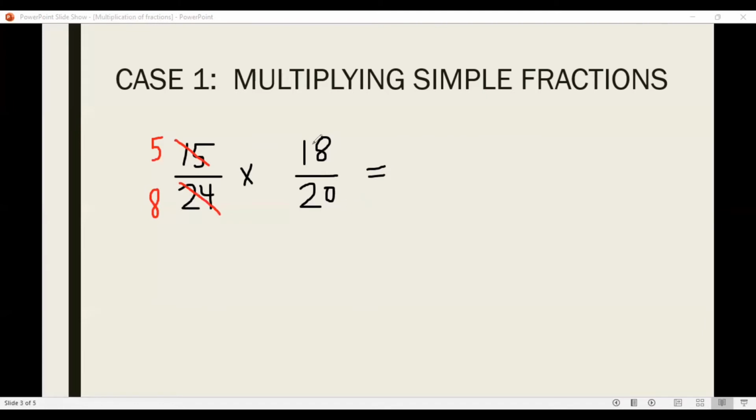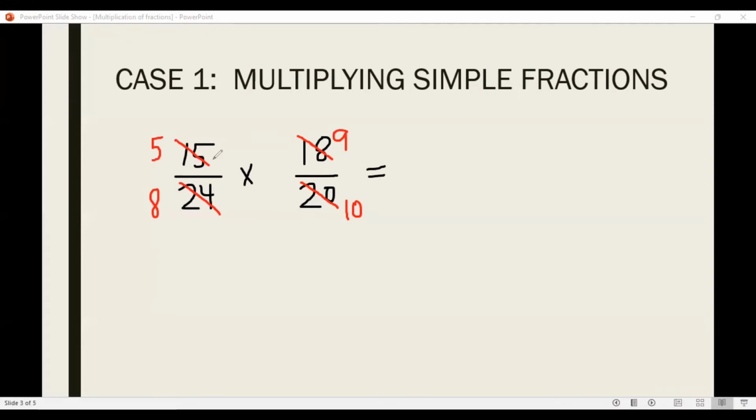Now, looking into 18 and 20, they are also divisible by 2, because they are both even. So I can cancel 18 with 20 by the even number 2. What you will be having now is 9, and 20 divided by 2 becomes 10. We have to remember that in the cancellation process, it should always be a pair of a numerator and a denominator. The idea here is we are trying to divide the numerator and the denominator by the same number.